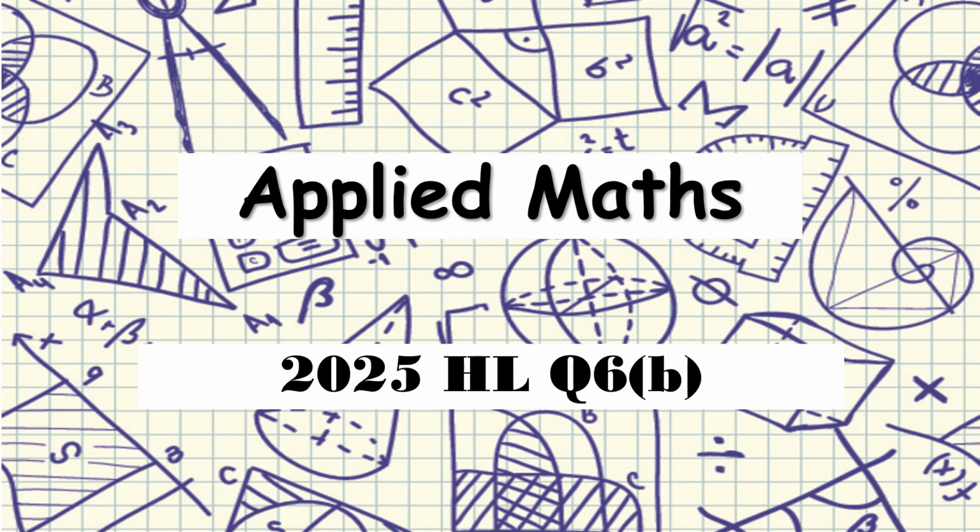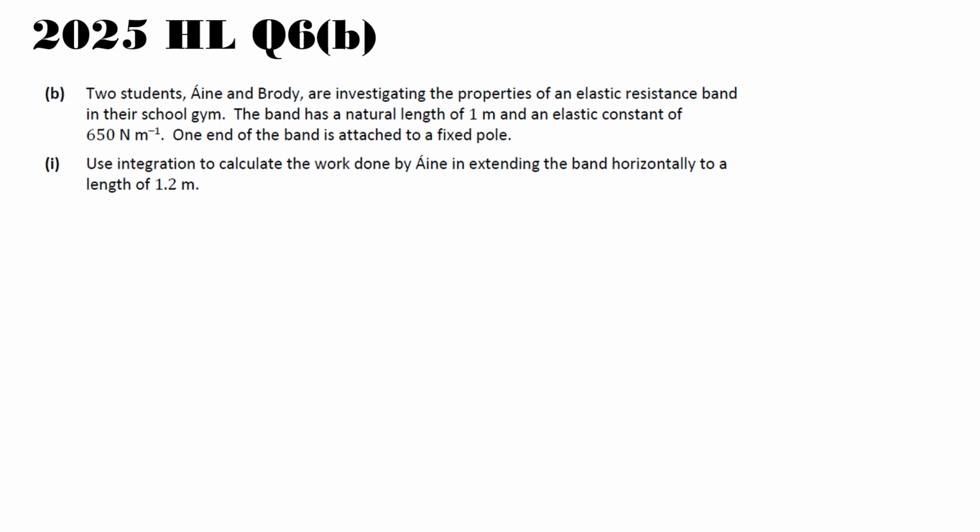In this video, we're looking at the 2025 Higher Level Paper, Question 6, Part B. Students Anya and Brody are investigating the properties of an elastic resistance band in their school gym. The band has a natural length of 1 meter and an elastic constant of 650 newtons per meter. One end of the band is attached to a fixed pole. Use integration to calculate the work done by Anya in extending the band horizontally to a length of 1.2 meters.